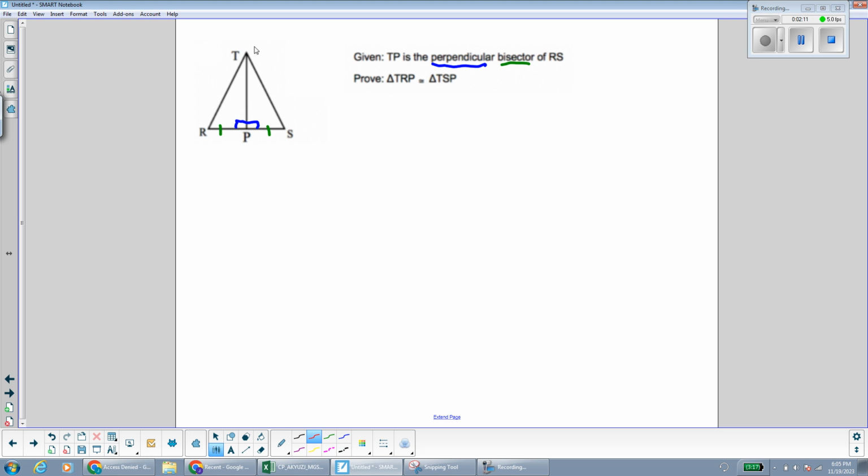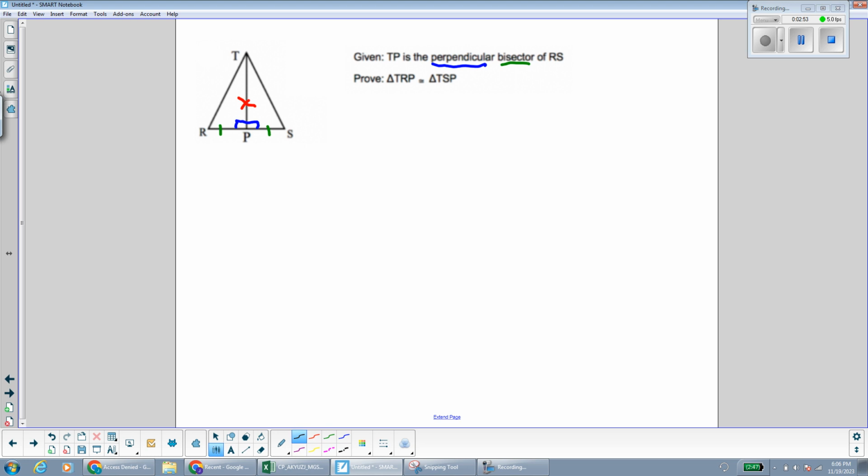We really like when we have a shared side, and by that I mean a side that's the same in this triangle and this triangle. TP is a side of triangle TRP, and it's also a side of triangle TSP. So it's shared between the two triangles. It's where they're touching. When we have a shared side, we really like it because we know that it is congruent to itself. TP has to be the same as TP, and that's the reflexive property. So now we have enough information to prove the triangles congruent. As you can see, we have side, angle, side, side, angle, side. So we're going to be proving the triangles congruent by SAS.